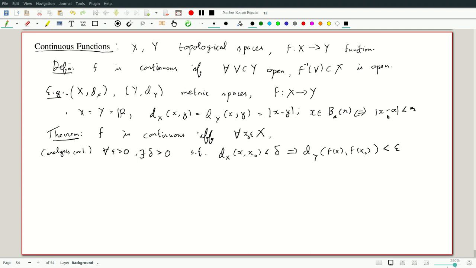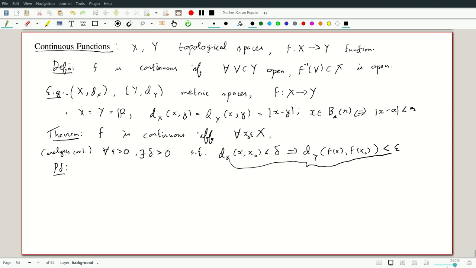Okay, so since distance is the difference in absolute values in R, this is just the very familiar definition of continuity in analysis. I will assume that definition is familiar to you. Okay, so this is analytic continuity, and so this is equivalent. So remark, so analytic continuity is equivalent, or so let me not write that here, let's just look at this part.